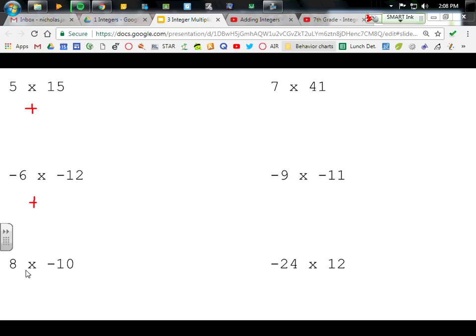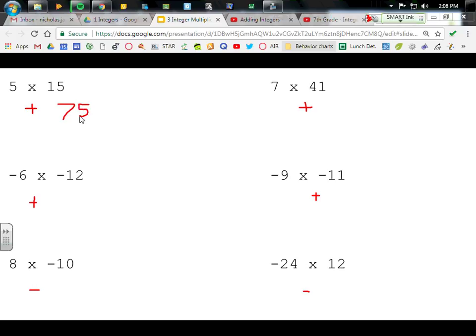All right, right here we have a positive times a negative. My answer is going to be negative. These two numbers are both positive, so my answer will be positive. These two numbers are both negative, so my answer will be positive. And finally, these two numbers are not the same. We have a negative and a positive. My answer will be negative. So then you can go through and you can do your multiplication.